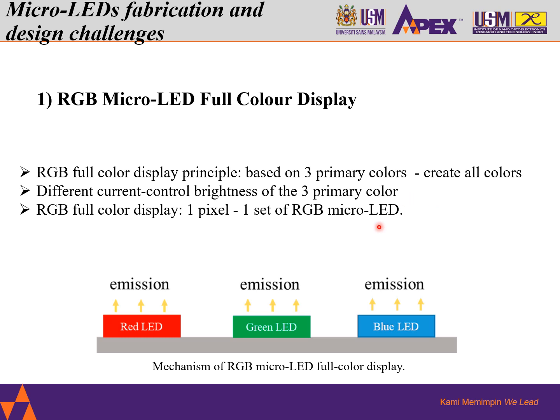In the RGB full color display, each pixel contains one set of RGB micro LED. So this is an example of one set of RGB micro LED. In one same substrate or device, we have all three LEDs, which are red, green, and blue.